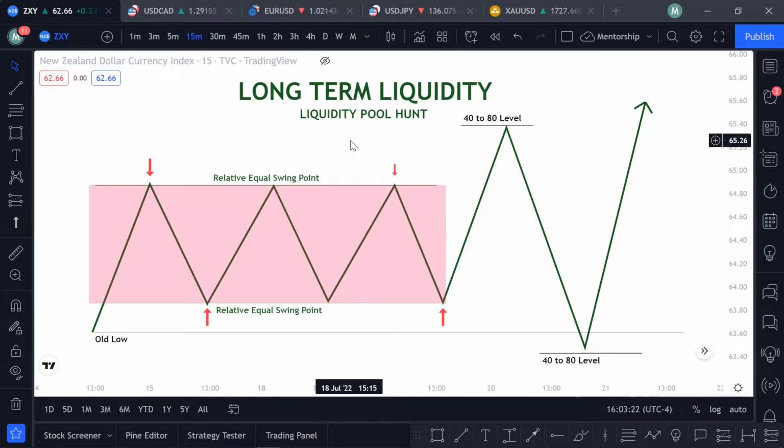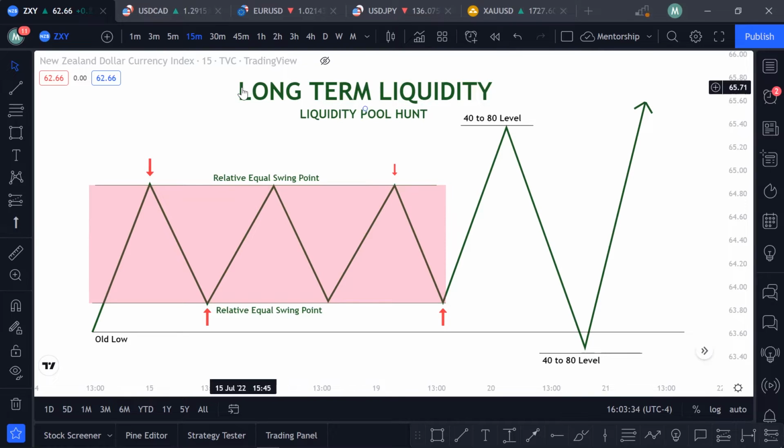With the long-term liquidity, we are not looking for 2 pips, we are not looking for 20 pips, we are not looking for 50 pips, 100 pips. We are looking at 300 pips and above. That's why we've called this a long-term liquidity for long-term investors. If you are a short-term investor, the strategy will still help you, but I prefer you being a long-term investor.